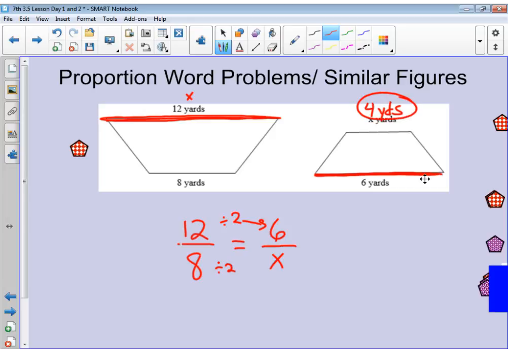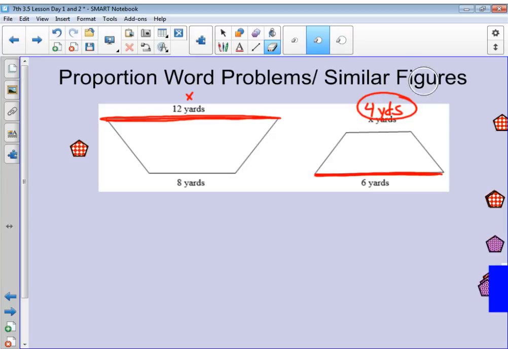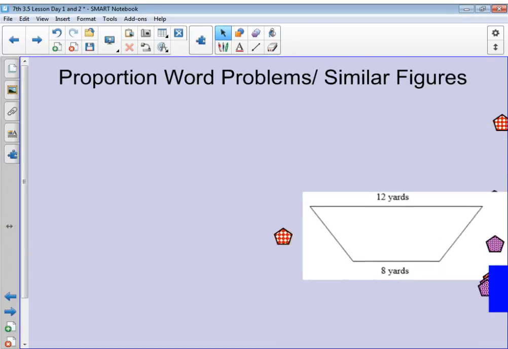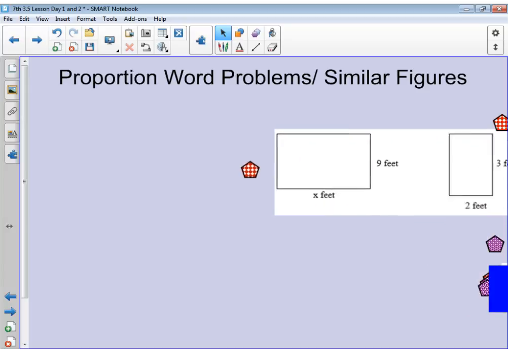Okay, the cross multiply divide would give you the same thing. 6 times 8 is 48 divided by 12. Still gives you 4. It's whatever you're more comfortable with. The cross multiply divide will work every time. Not that the other method won't, but sometimes it's not easy to do in your head.